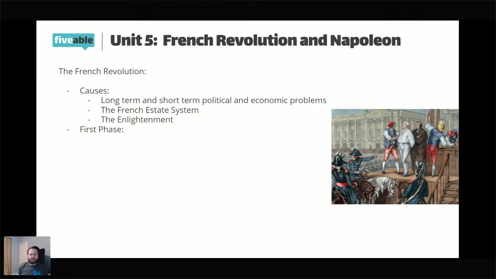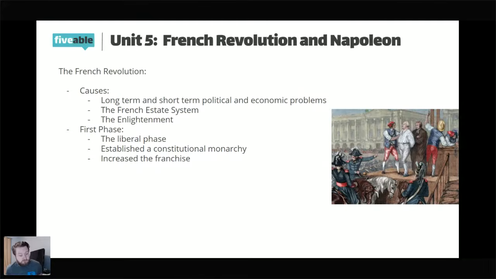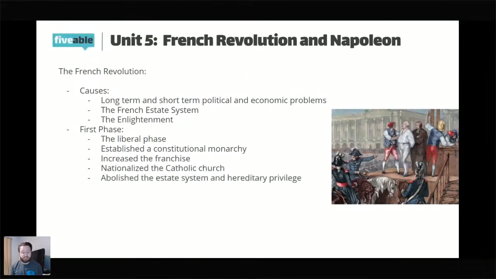And we can kind of divide up the French Revolution into three phases. The first phase, or the liberal phase. This is when we see the establishment of a constitutional monarchy, increasing the franchise, or increasing who can vote, although for the most part, it's not many people who can vote, nationalizing the Catholic Church, abolishing the estate system and hereditary privileges.